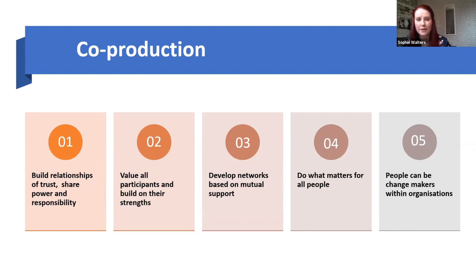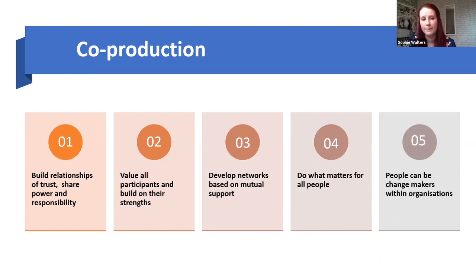So we acknowledge that co-production for some people is just another word, or at worst, a justification for doing less. But we've found it massively helpful in our work together, and we've come to talk to you about how we found it helpful tonight. We're going to use the Co-Production Network for Wales definition and model of co-production. So we're going to go through the definition first, and then we're going to go through each of these 5 principles.